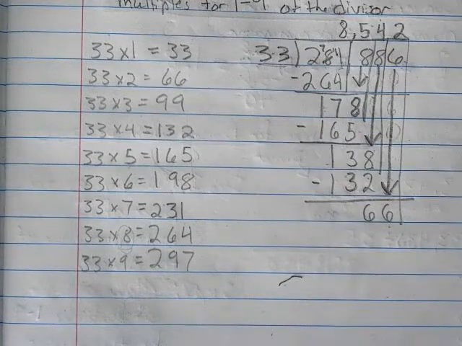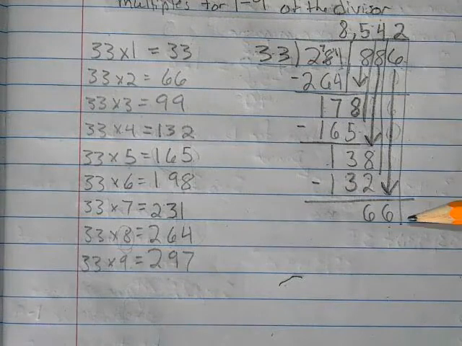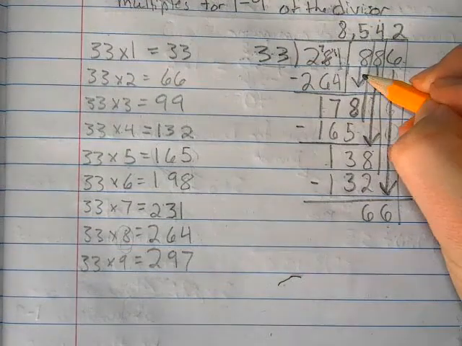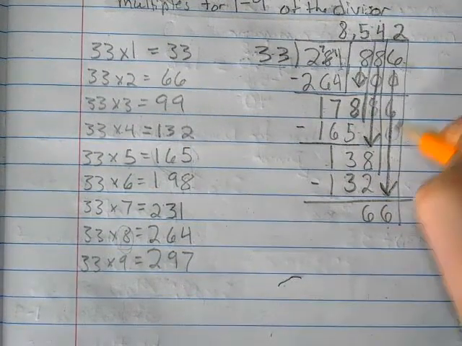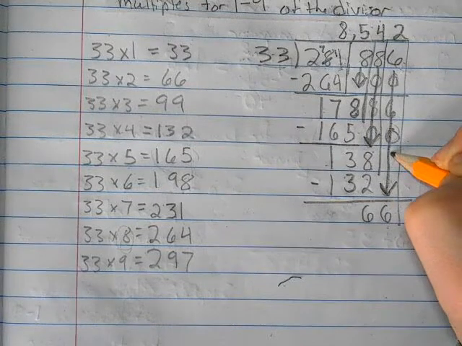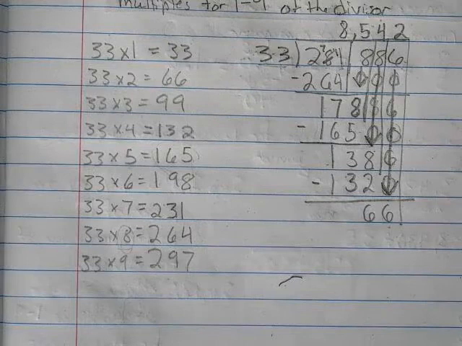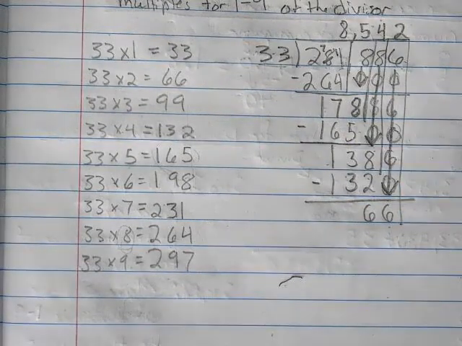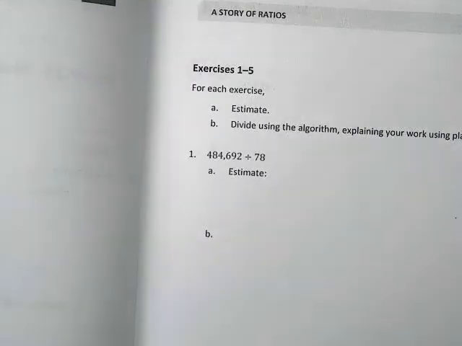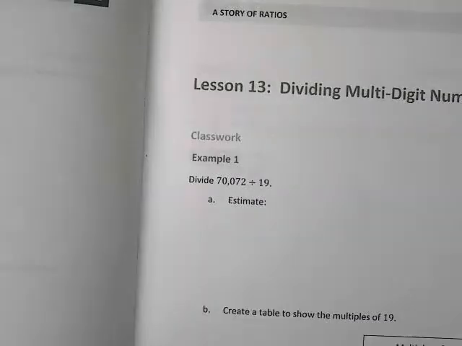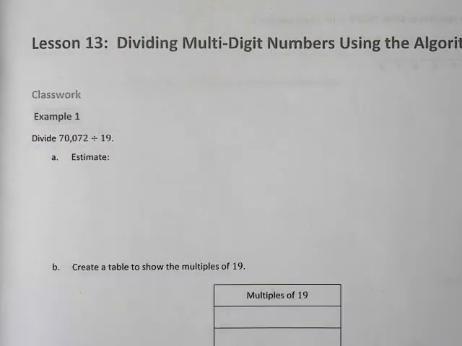I'll do a couple more examples. You don't need to erase and do this part here. I just wanted to show you that that's what was happening. So I can even just add in the stuff that was there so you can see where that all was. But you don't have to do all those. They can be blank, and I'll show you that in your examples. So go ahead and go in your book to lesson 13, dividing multi-digit numbers using the algorithm.